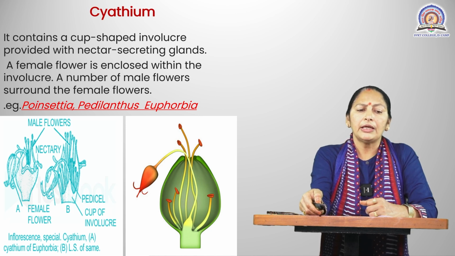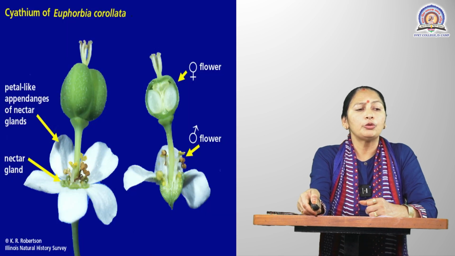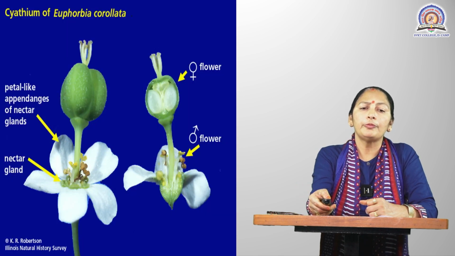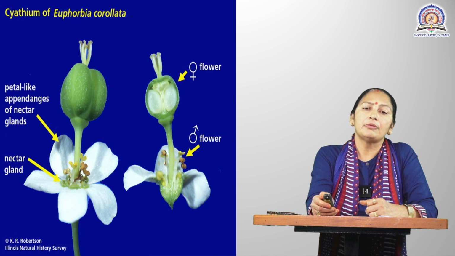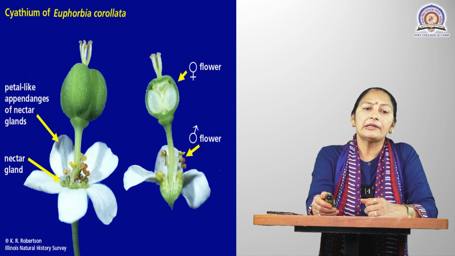See student, the cyathium inflorescence is particularly present in Euphorbia, of which family? The Euphorbiaceae family. It is clearly seen in Euphorbia corollata. Euphorbia is the genus, and corollata is the species.